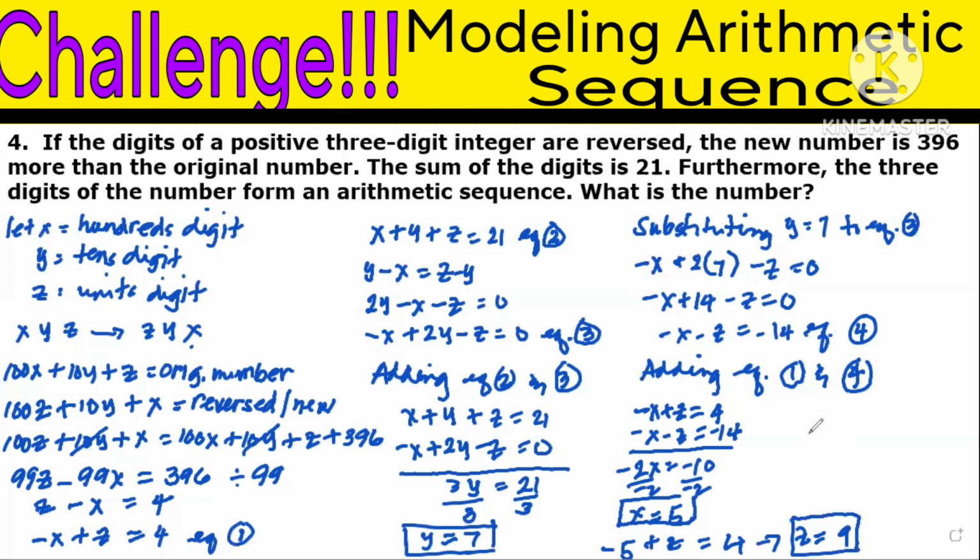So what is the number? The number is 5, 7, 9. Now notice that if we reverse the number, magiging 9, 7, 5 yan. And if we subtract the original from the new number, the difference would be 6, 9, and 3: 396. So, the condition is satisfied.